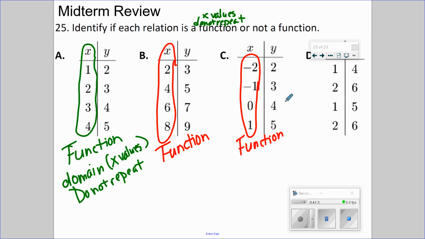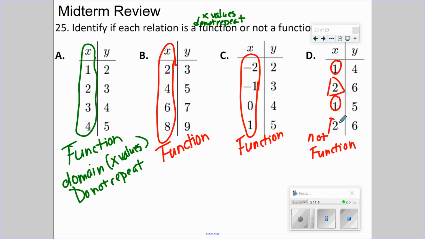And our last one, which is choice D, we look at this. This is not a function because your domain does repeat. The 1s repeat and the 2s repeat.